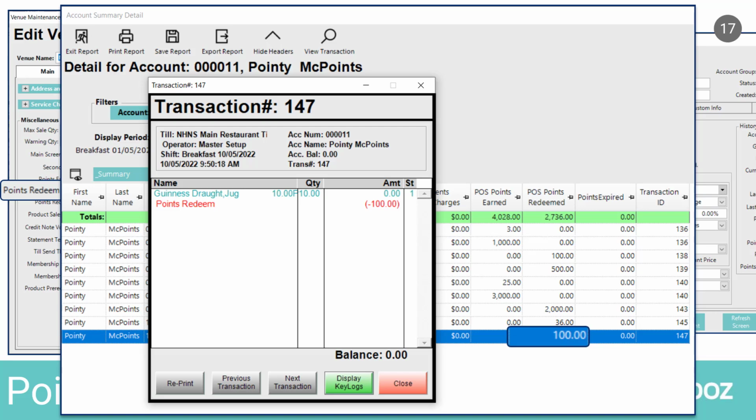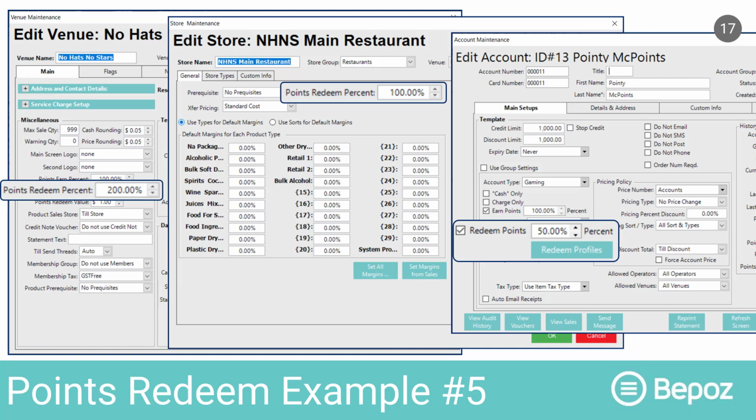I guess the point that I'm trying to make with this relatively straightforward example here is that if someone were only looking at the venue level setting or only the account level setting, they might be confused or misled, which is why, as we now know, all three of these points redeem percentages need to be considered, as well as, of course, the points redeem profile being used and whether that's been set at the till level or at the account level for the store. But you just need to keep in mind that all those things do factor in together.